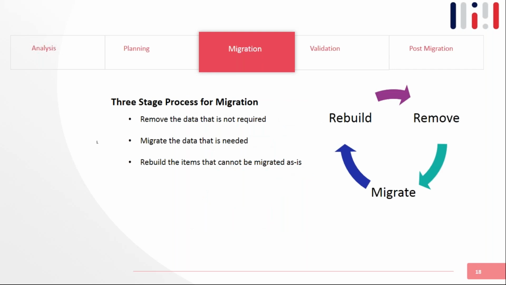This is taken from Sharegate's philosophy of having a three-phased approach when we do a migration. This is the best fit: we either remove the data that is not required, we migrate the data that is needed, and we rebuild the items that cannot be migrated as is. So this is a simple approach. If we just have a checklist for each and every item, we could remove them, rebuild, or migrate.